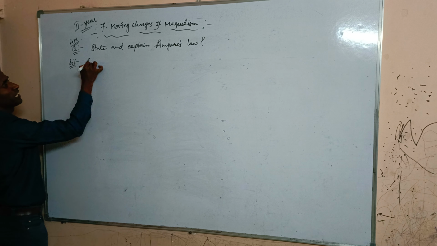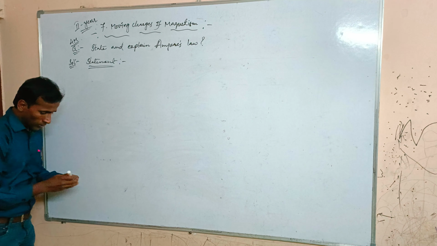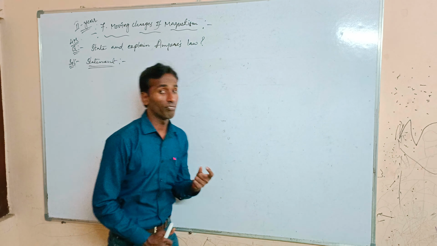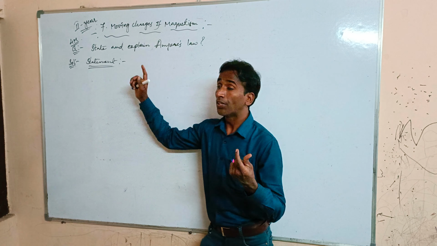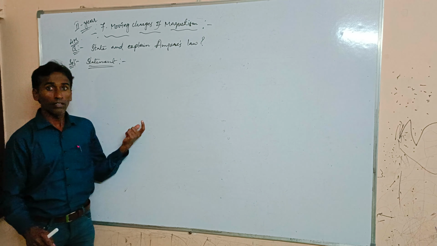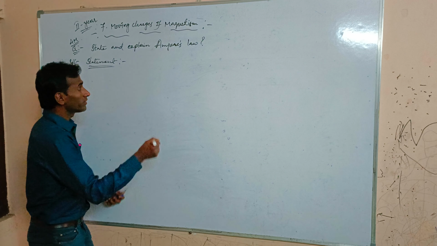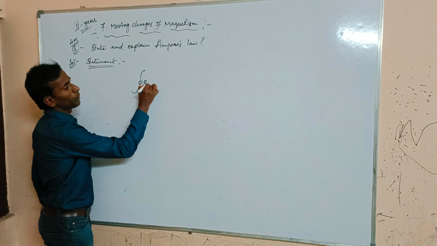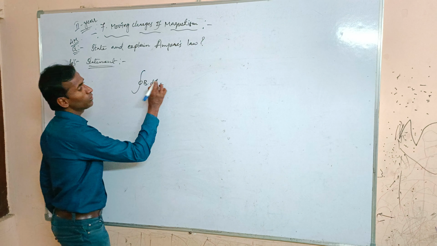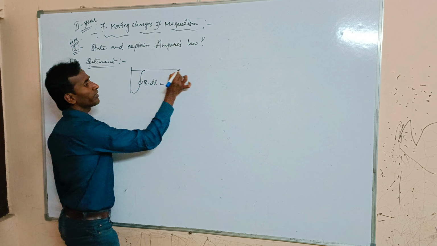First of all, we have to write the statement. What is the statement for it? The line integral of the intensity of magnetic field around a closed path. That is, line integral B dot dl equals mu naught into I. From that formula only we can write the statement.